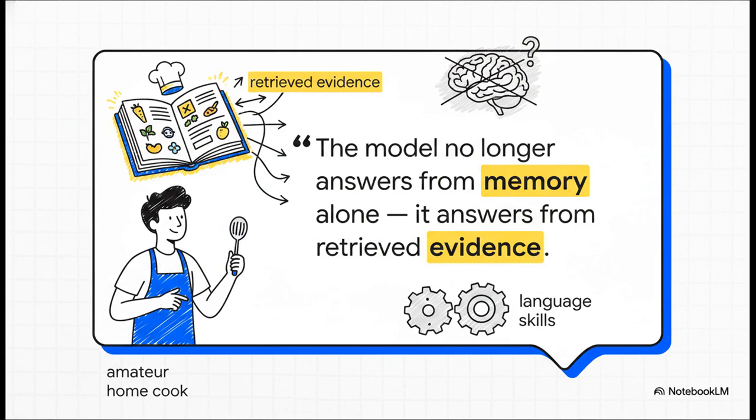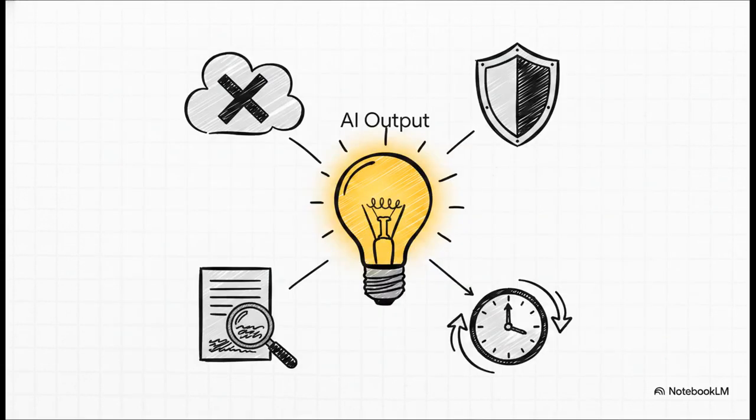There's this quote from the source material that really stood out to me because it highlights just a massive paradigm shift in AI. The model is no longer answering from memory alone. It is answering from retrieved evidence. It's kind of like taking an amateur home cook, handing them a Michelin star recipe book, and telling them to follow the instructions exactly. We are relying on the AI for its reasoning and its language skills, absolutely not its factual memory. And the benefits of this grounding process?